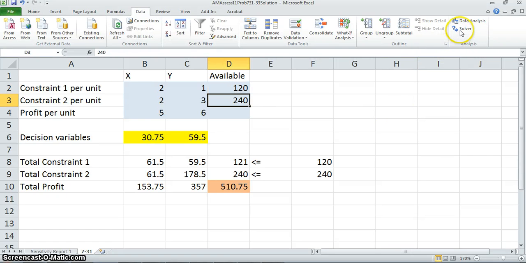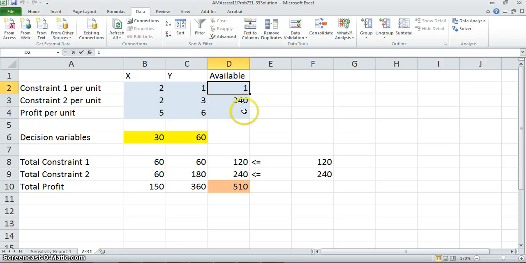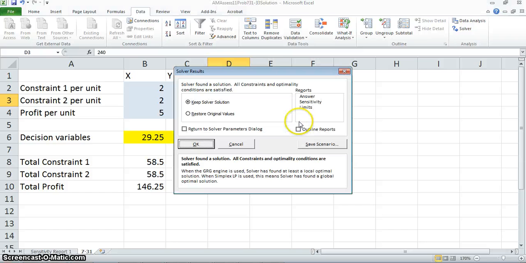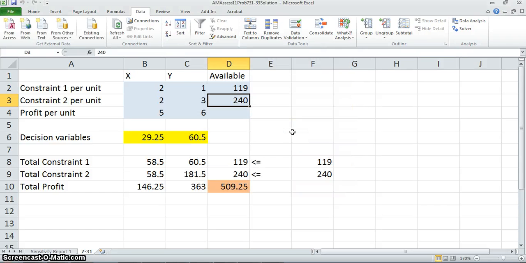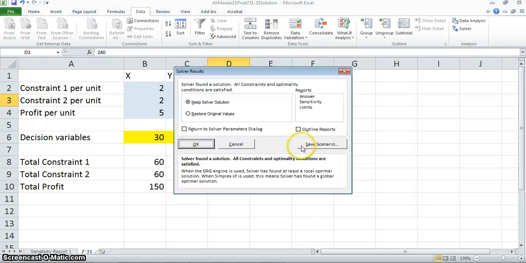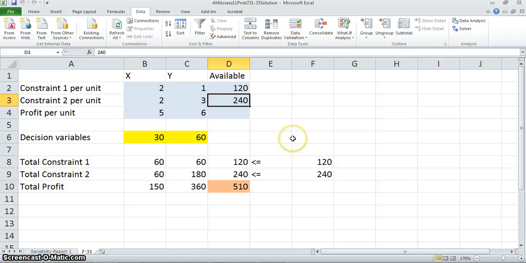Let's put the model back to the original solution. What if we decreased the amount available for constraint 1 by 1? Profit decreases by 75 cents. The values of the decision variables at the optimal solution have changed. Again, I'm just going back to the original model.